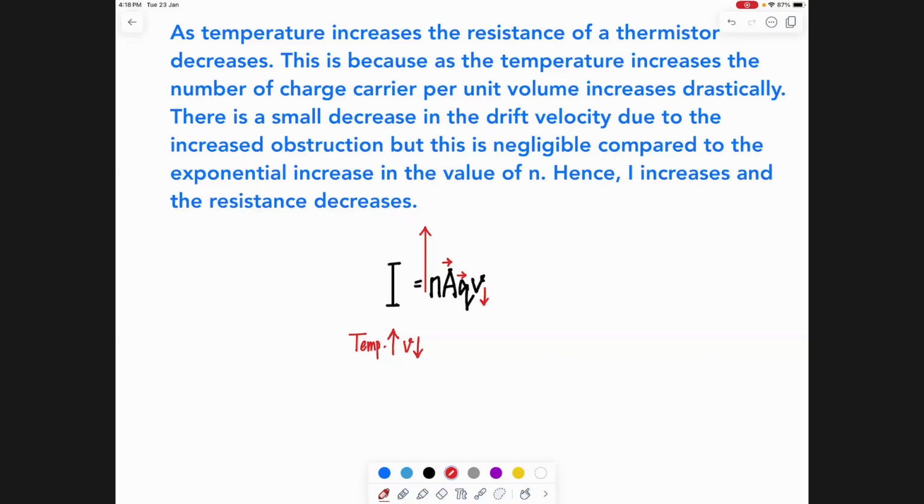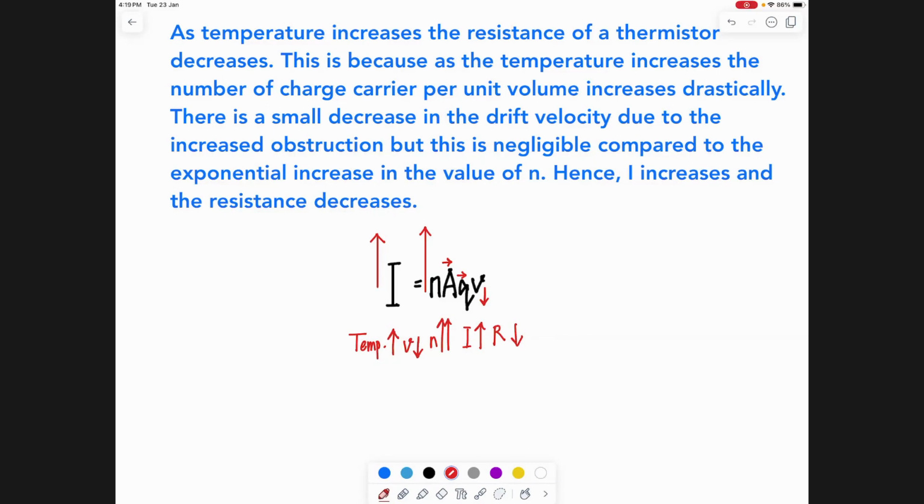So when your N increases drastically, I'll put double arrows here. What's the overall change for I? Should it increase or decrease? Increases, right? So I is suddenly very high, and an I that is high corresponds to an R that is what? Low. So that is what happens in semiconductors. When temperature increases, N changes, N increases, and that's where resistance decreases. The material property changes.